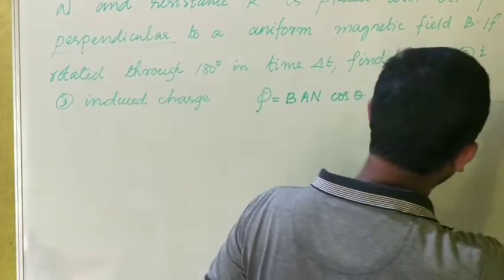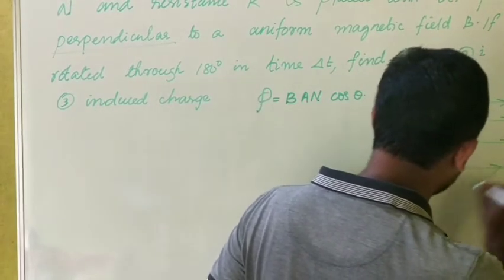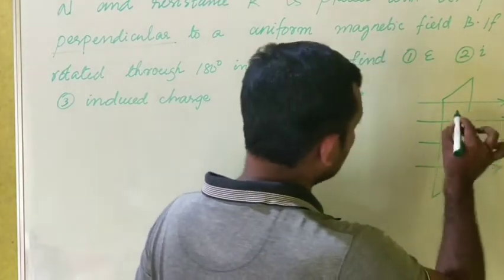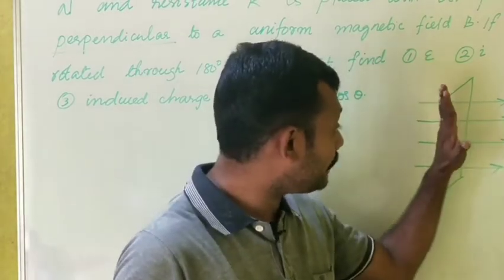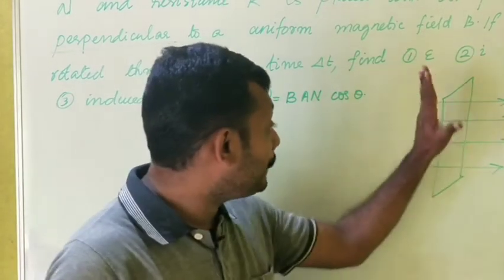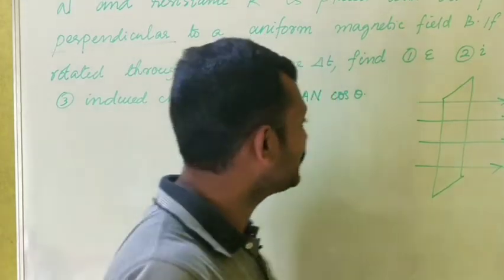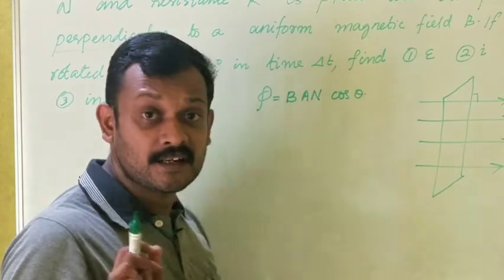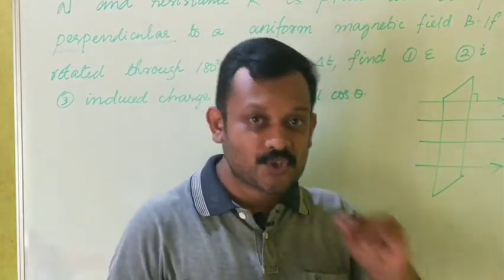Now let me show this idea in figure. So let me consider this is the direction of the magnetic field. And here you can see that the angle between the plane and the magnetic field is 90 degrees. This is where I am saying the plane is perpendicular to the magnetic field. So the angle between the magnetic field vector and the area vector is 0 degrees.